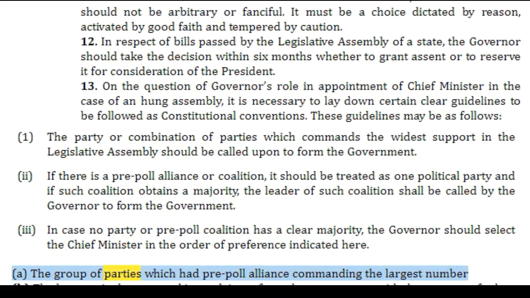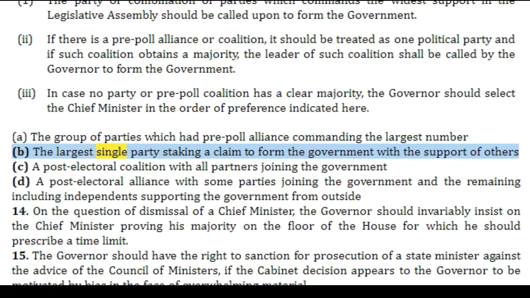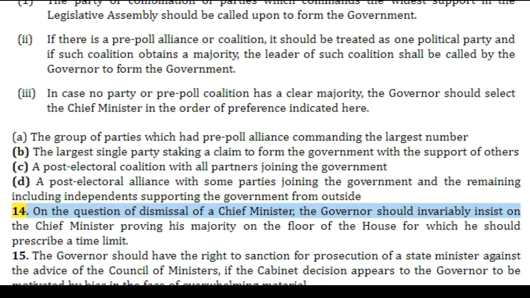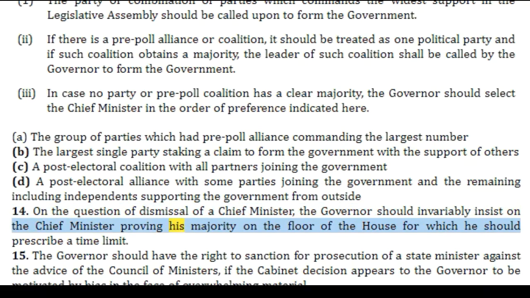A. The group of parties which had pre-poll alliance commanding the largest number. B. The largest single party staking a claim to form the government with the support of others. C. A post-electoral coalition with all partners joining the government. D. A post-electoral alliance with some parties joining the government and the remaining, including independents, supporting the government from outside. 14. On the question of dismissal of a chief minister, the governor should invariably insist on the chief minister proving his majority on the floor of the house, for which he should prescribe a time limit.